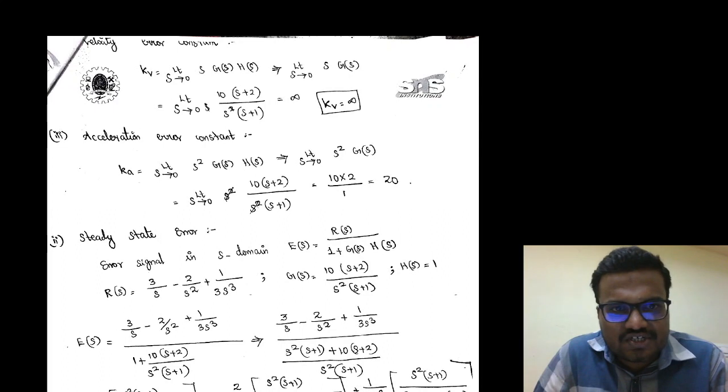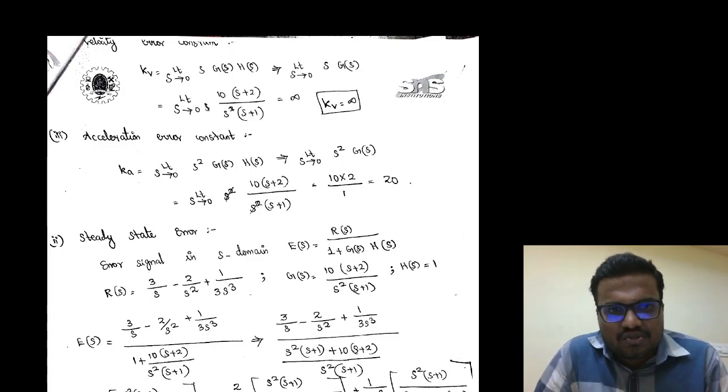Next is the velocity error constant. We already discussed the formula s into G(s) H(s). We substitute the s value and get the final output of the corresponding equation. And next one is the acceleration error constant. It is a type 2 system, so it will be s square into G(s) into H(s). We get the final answer as 20, because s square and s square cancel, and the remaining is the final answer.